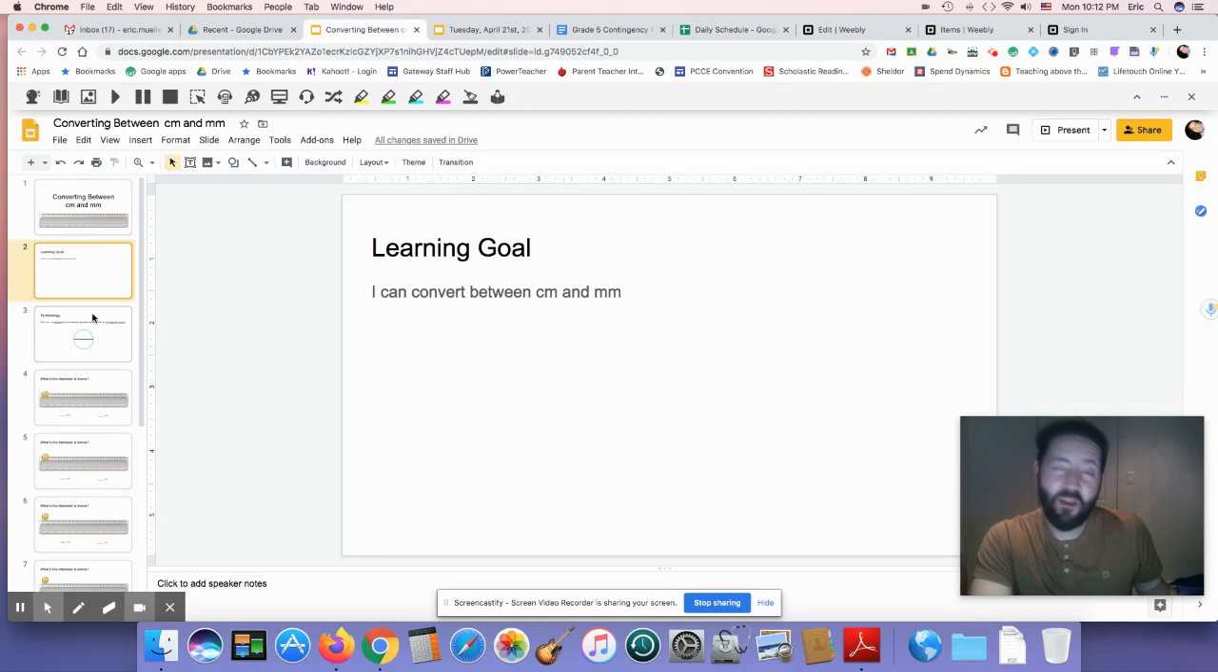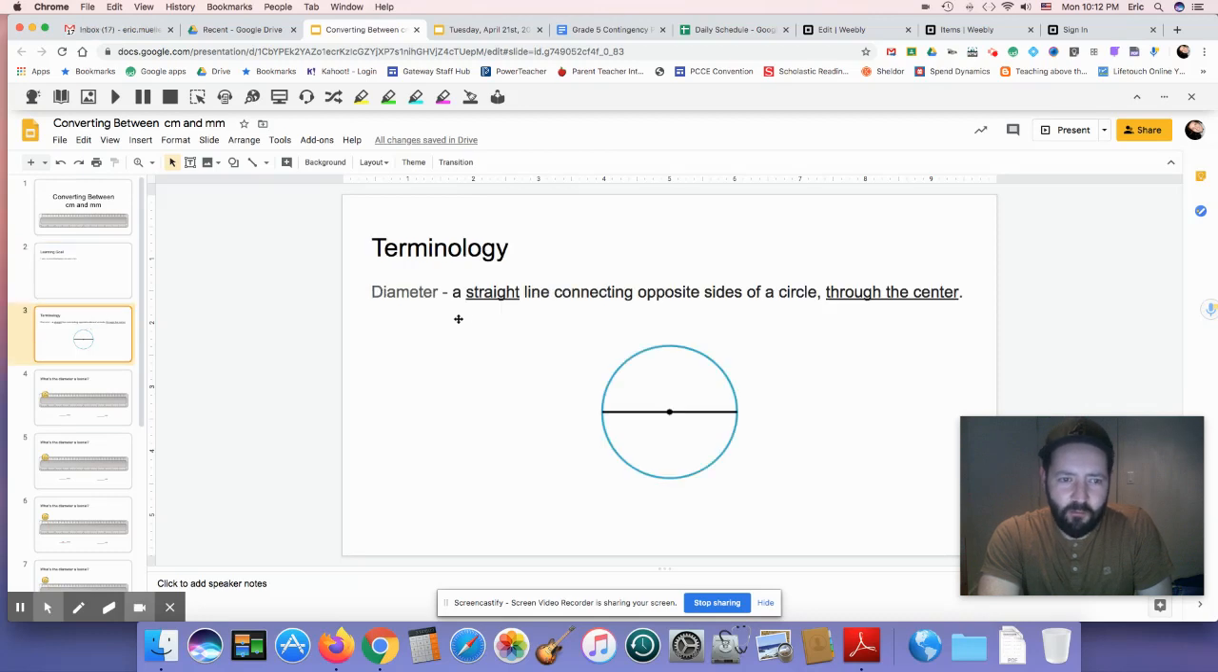All right, before we dive into today's lesson, I have to introduce you to one new word. Maybe you've heard it, maybe you haven't, but the word is diameter. The definition of diameter is a straight line connecting opposite sides of a circle through the center.